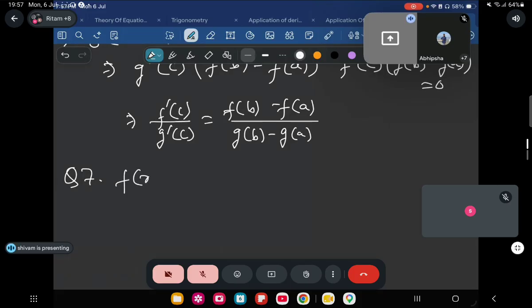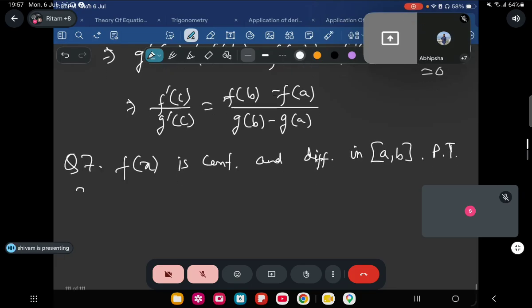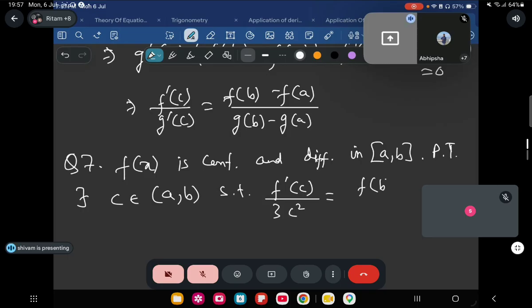Question number 7. f of x is continuous and differentiable in closed [a, b]. Prove that there exists some c belonging to (a, b) such that f dash c by 3c square is equal to f of b minus f of a upon b cube minus a cube.